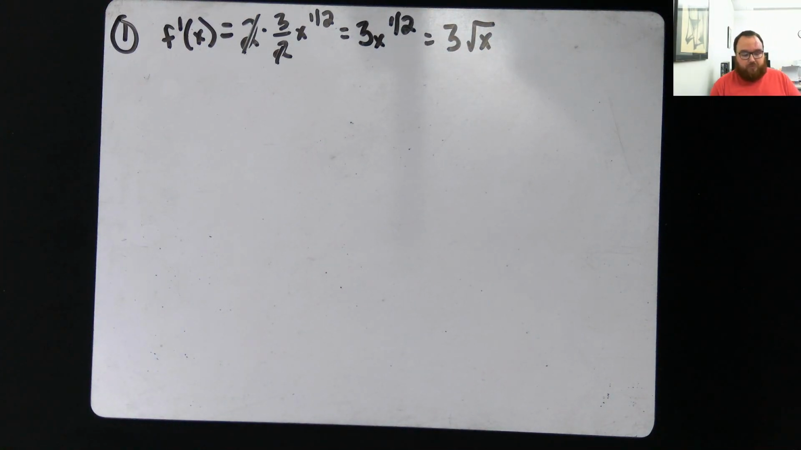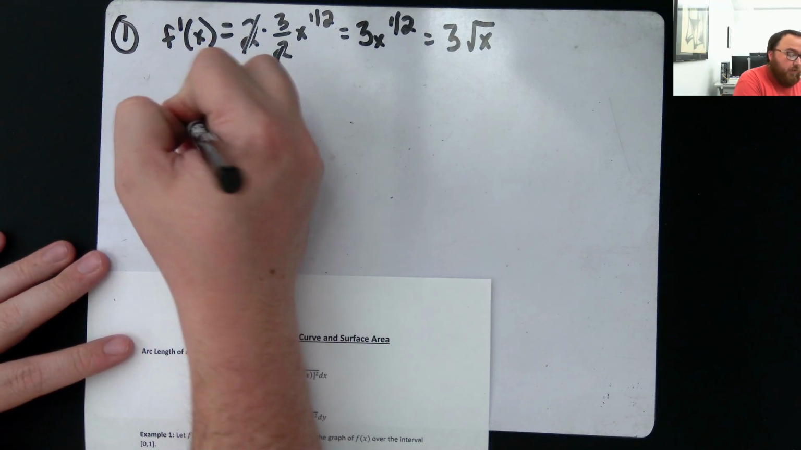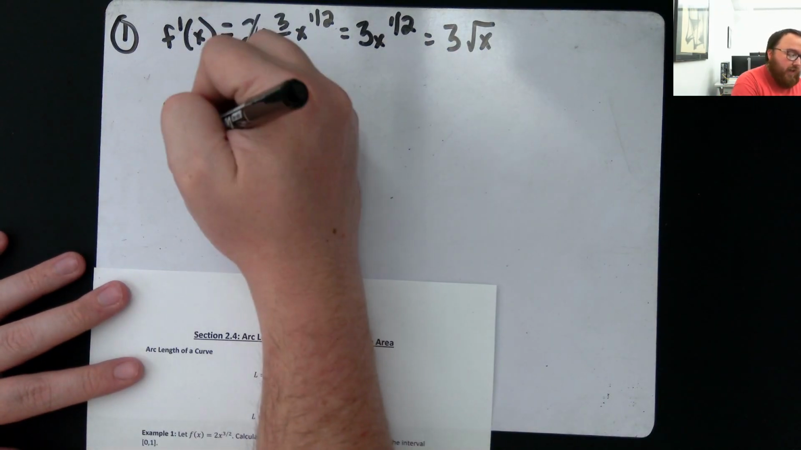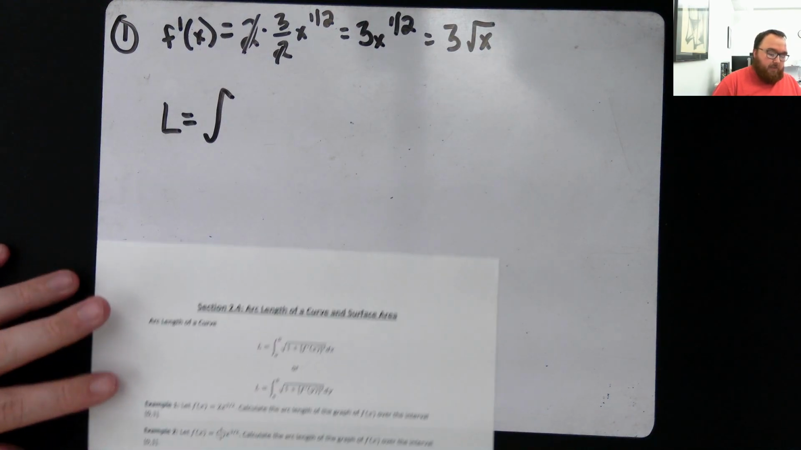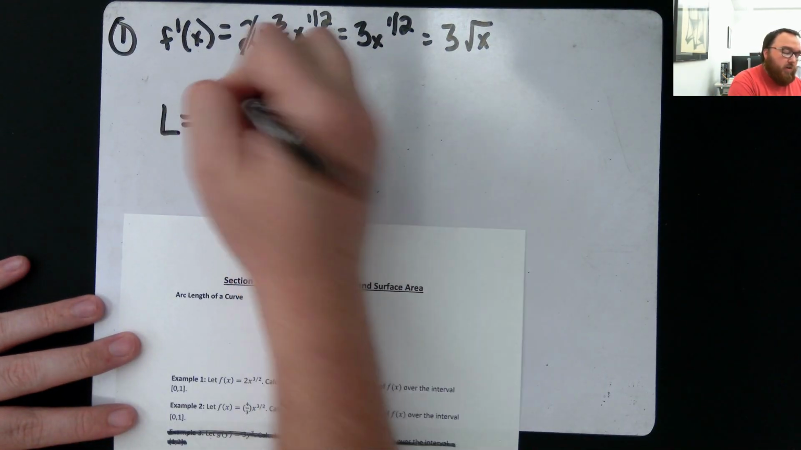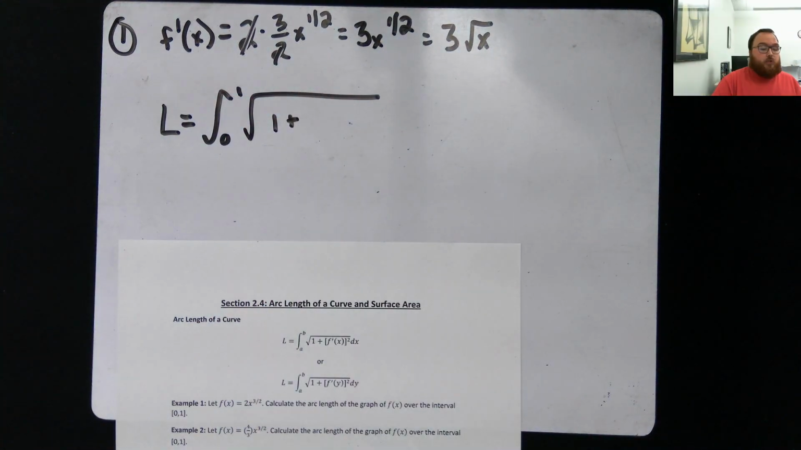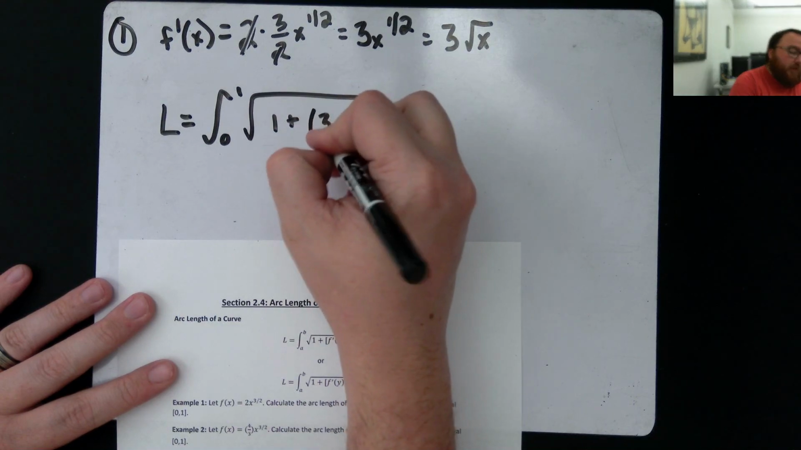I can help you out. So now I can plug it into the formula for length. Length is going to be equal to the integral from a to b, and this one it's saying from 0 to 1, so 0 to 1 of the square root of 1 plus the derivative squared. The derivative is 3 square root of x.